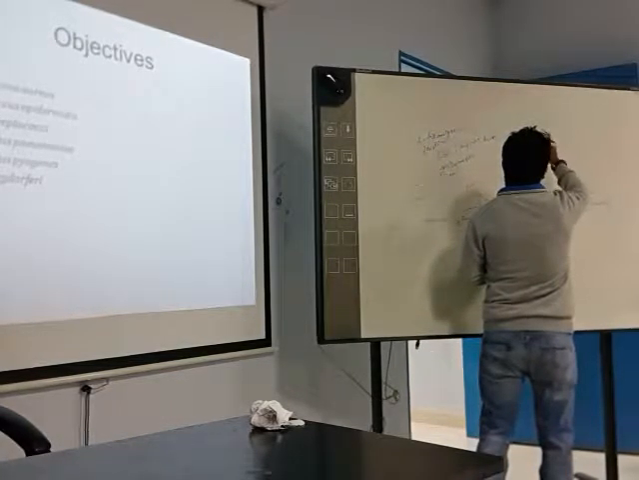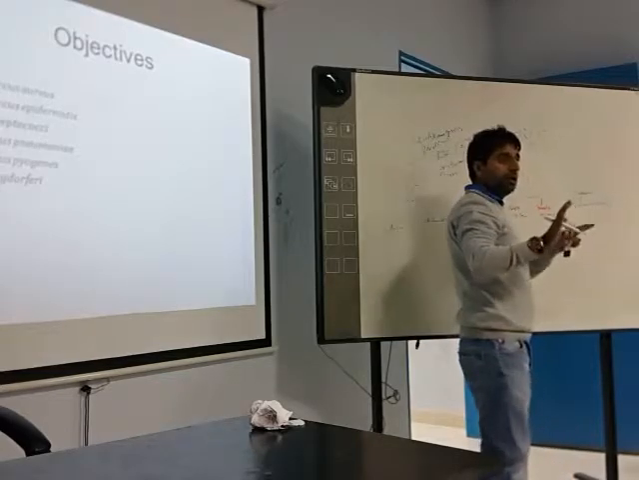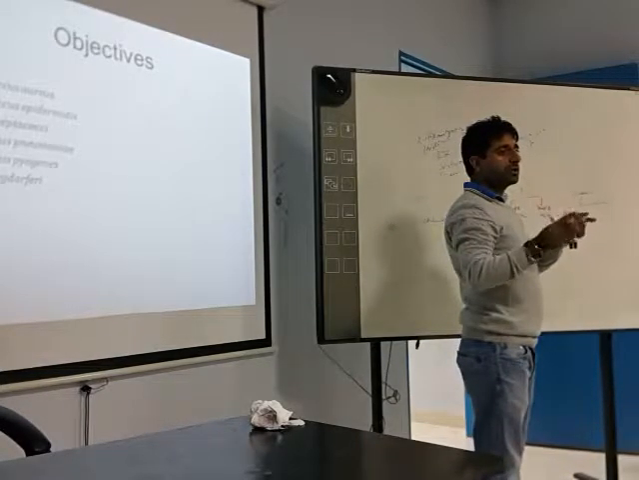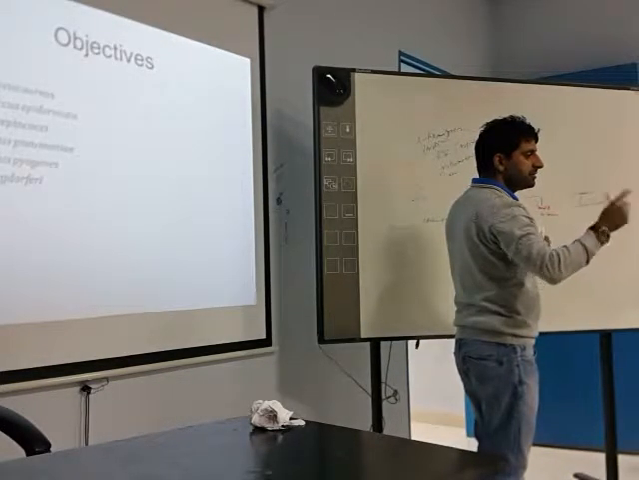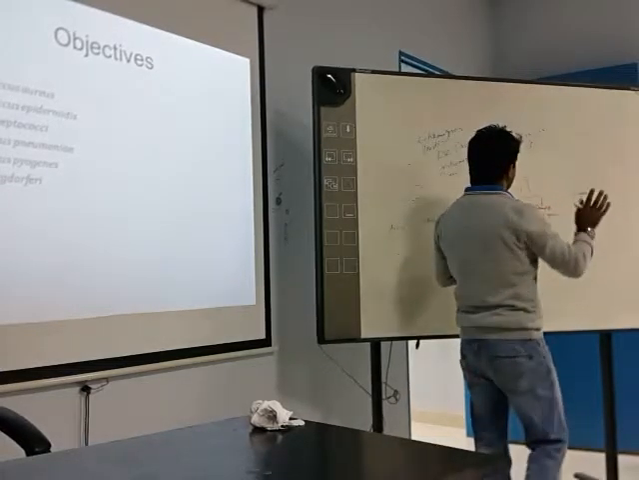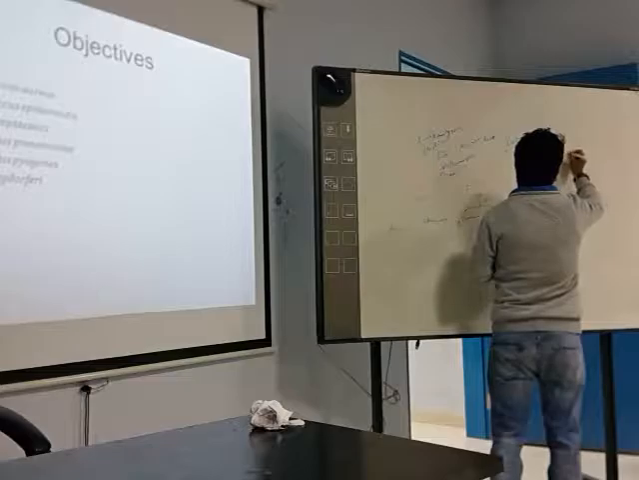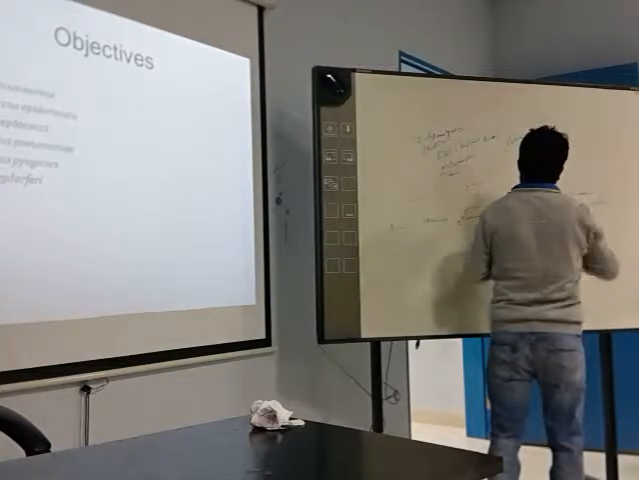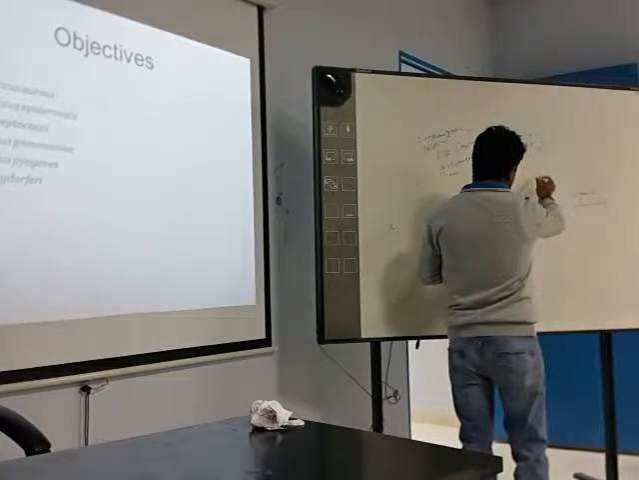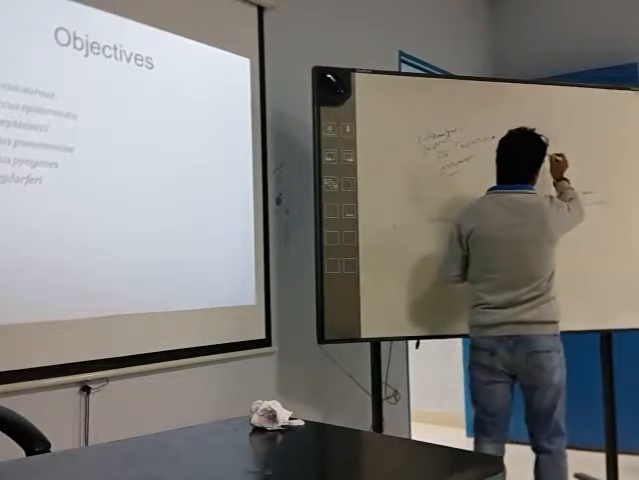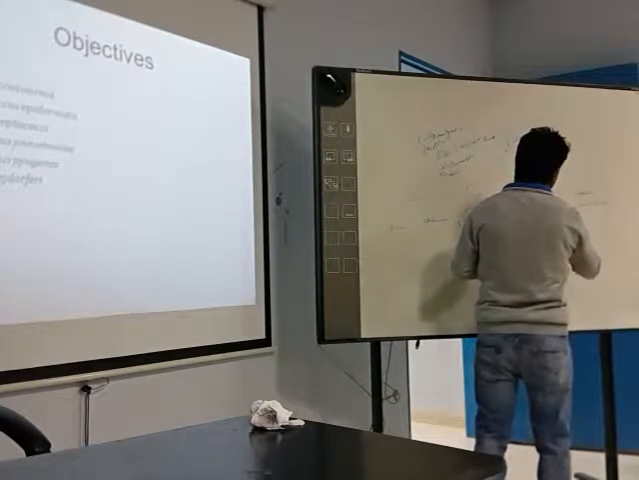Rebecca Lancefield, she made the classification on the basis of the carbohydrate in the cell wall. And she put it into A, B, C, D. So we will talk about A and B in our topic today. In A comes pyogenes, and for group B, we take an example of agalactiae.